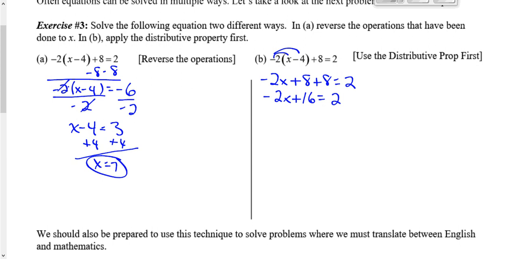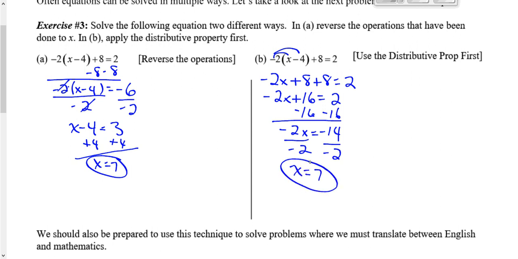All right, what are we going to do first? I feel like that was easier. Subtract 16 from both sides. So we got -2x equals, now, divide by -2. So x equals +7 again.